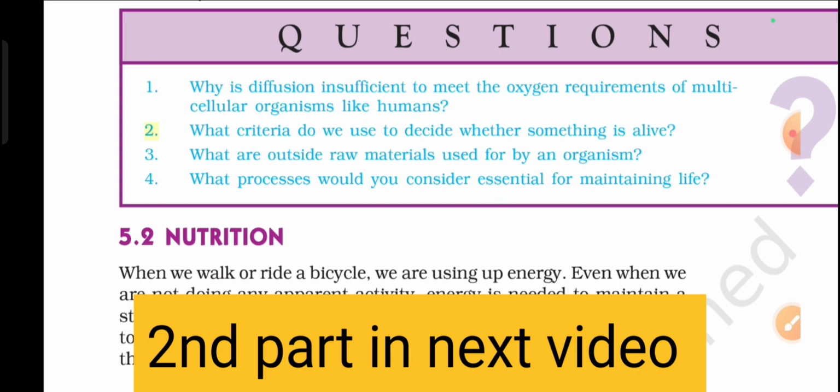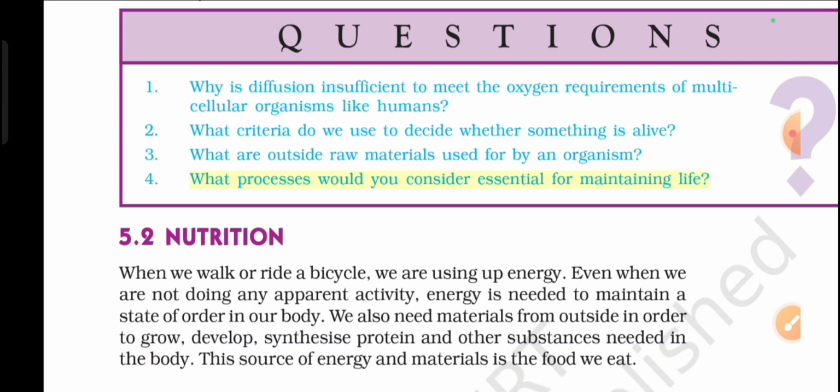Questions 1, 2, 3, 4. Why is diffusion insufficient to meet the oxygen requirements of multicellular organisms like humans? What criteria do we use to decide whether something is alive? What are outside raw materials used by an organism? What processes would you consider essential for maintaining life?